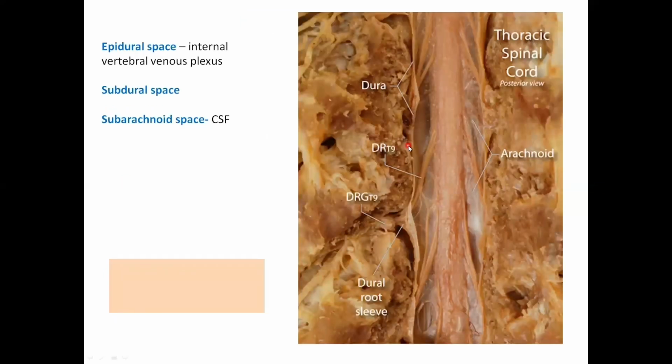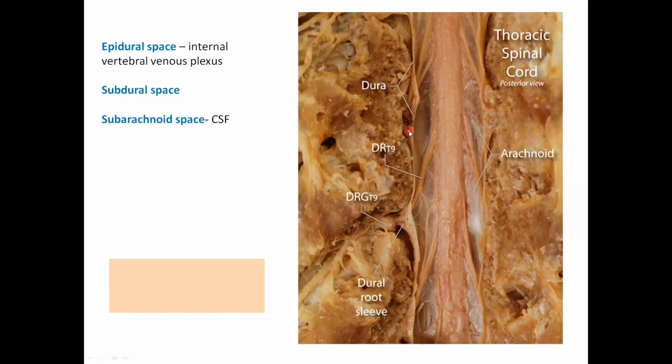This is a nice picture. So you see the vertebral canal. This is our outer dura mater. It's quite a thick, tough layer. This thin, transparent web-like structure, that's the arachnoid mater. The pia mater can't be separated from the spinal cord itself.